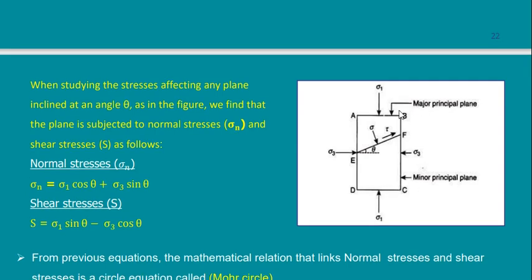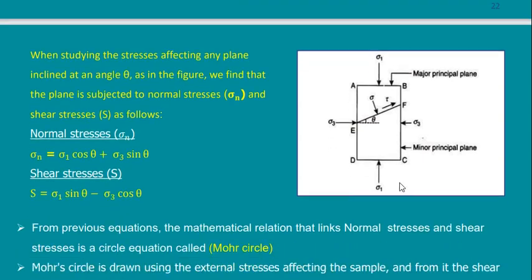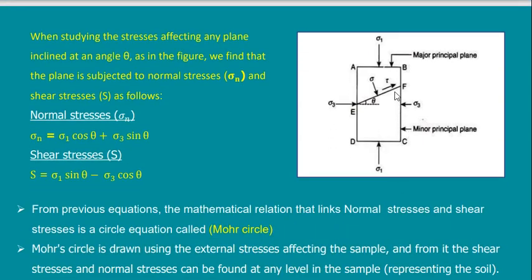We said if we have a sample like this and we put a load on top of it and a load around it, the sample is going to fail. But it will fail at an inclined surface. I don't know where. It may be this inclined surface. What is the value of this? It is theta. Remember that we have phi and we have theta. Phi is the angle of internal friction.